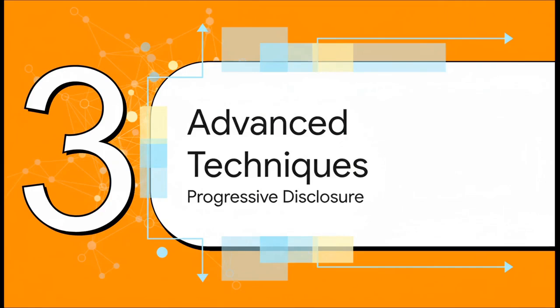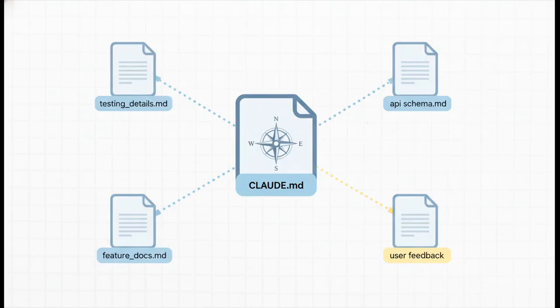Okay, so we get it. We need to be concise. But I can hear you asking, what about my super complex project that needs a lot of context? That's a fair question. And for that, we need to get a little more clever. We can use a technique called progressive disclosure. The core idea here is actually really simple. Instead of dumping the entire encyclopedia on the AI all at once, you just give it a library card and a map. You tell it where to find more detailed info, but only when it actually needs it.